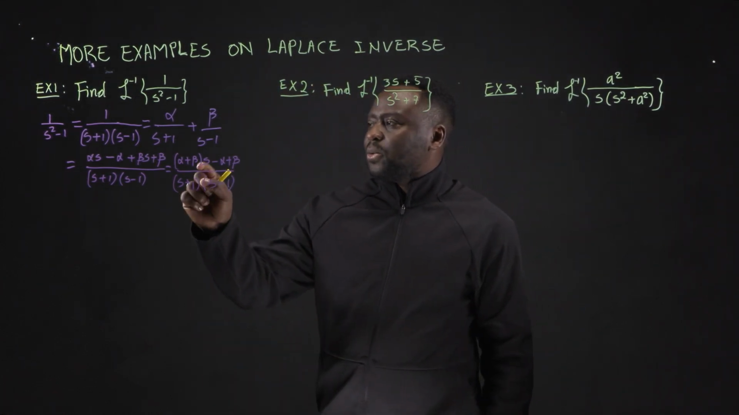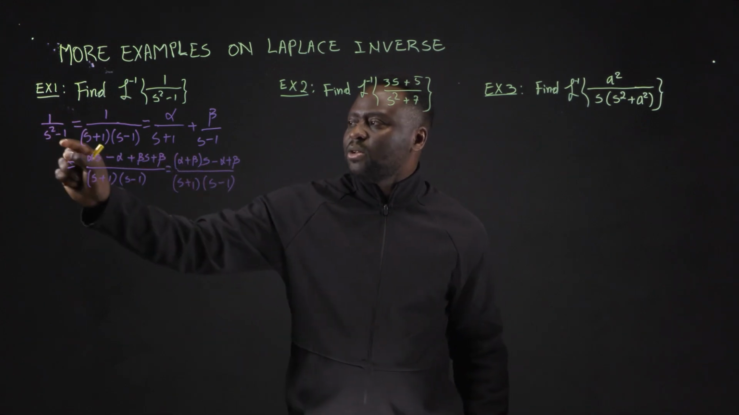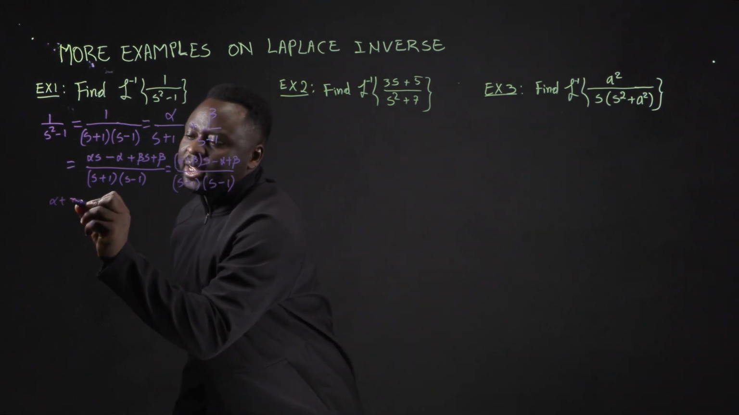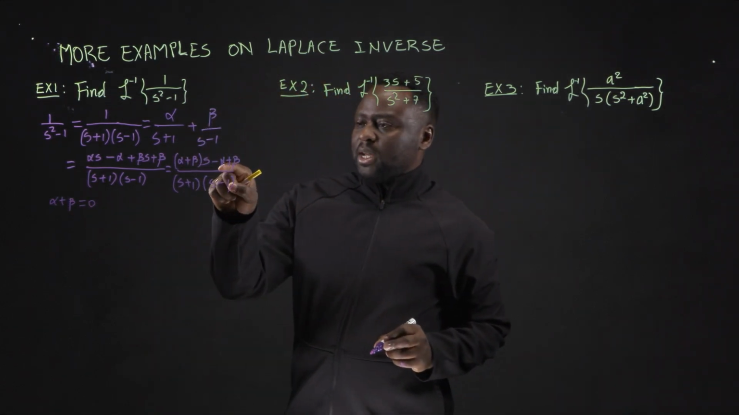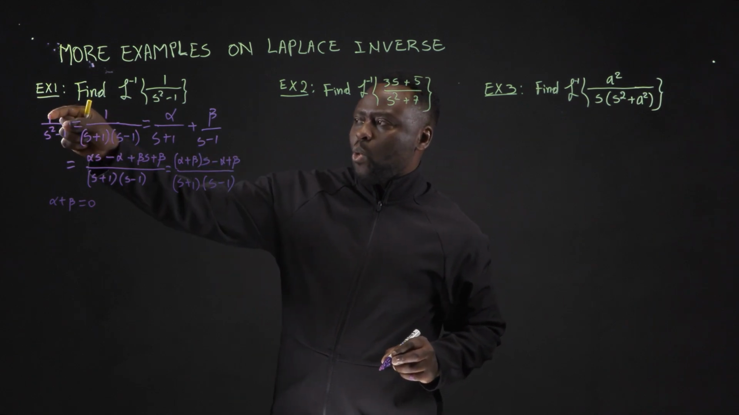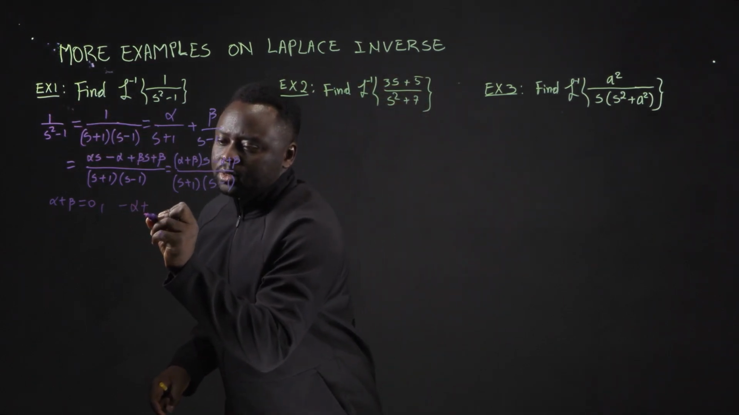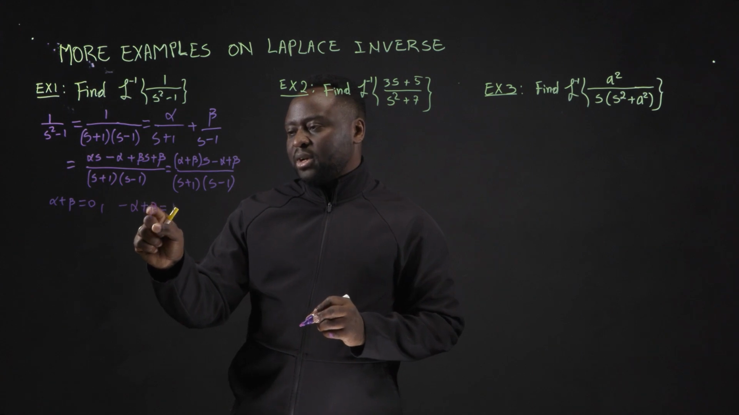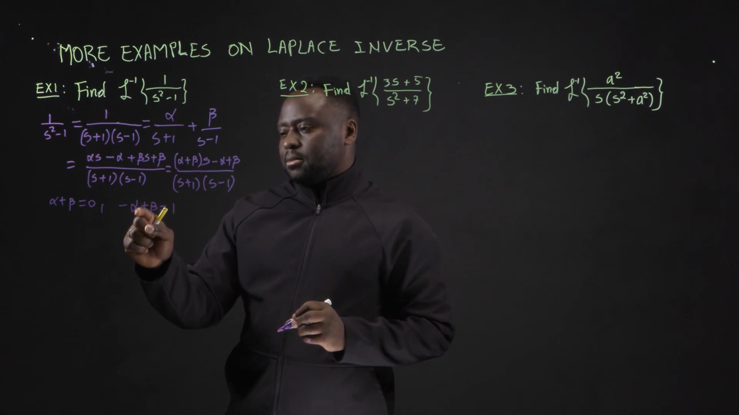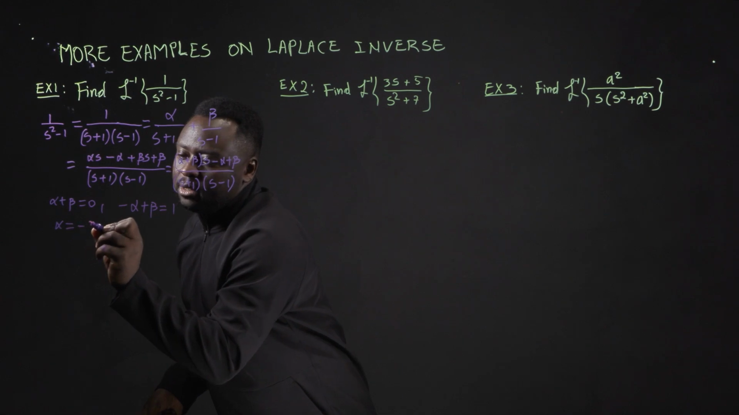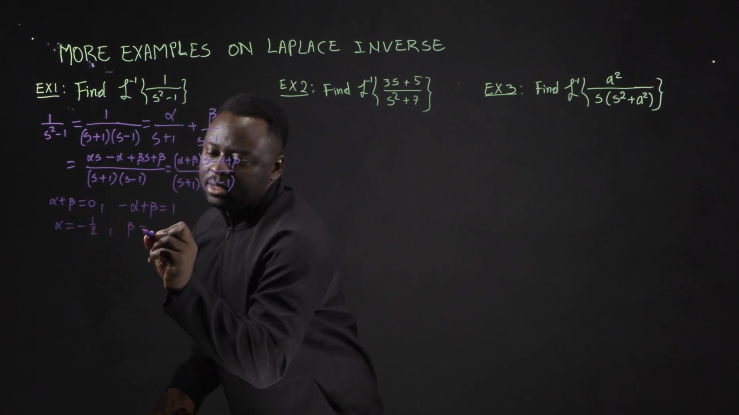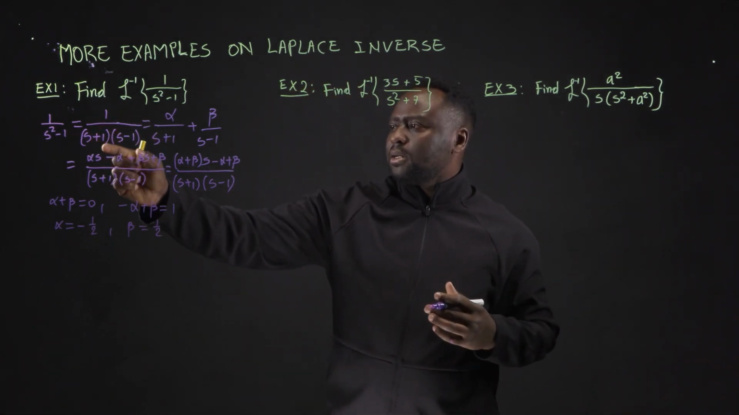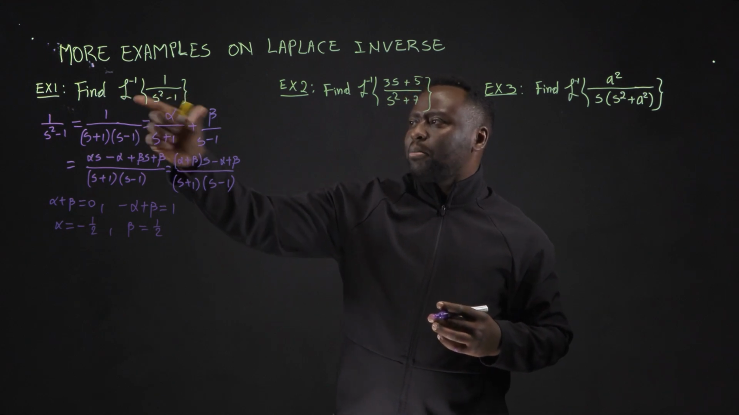All right, if we compare to the left side, we see that there is no term proportional to s, so alpha plus beta is equal to 0, and here we have minus alpha plus beta is equal to 1. And if you solve this system, it is obvious, it's trivial. You see that alpha is minus half, and beta is half. Okay, so once we have this, we substitute back in the Laplace.